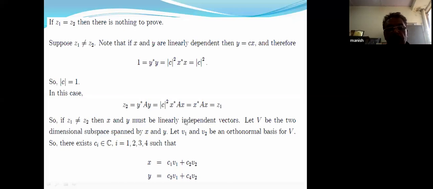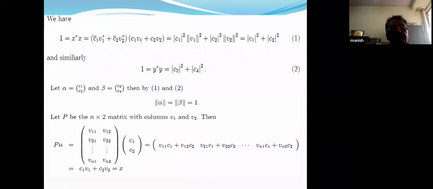And X and Y are linearly independent vectors, therefore we can find the vector space spanned by X and Y, which is a two-dimensional space. And it also has an orthonormal basis. We take orthonormal basis V1, V2. So there exist complex numbers C1, C2, C3, C4 such that we can write X in this form and also Y in this form. That is, X is C1 V1 plus C2 V2, Y is C3 V1 plus C4 V2.